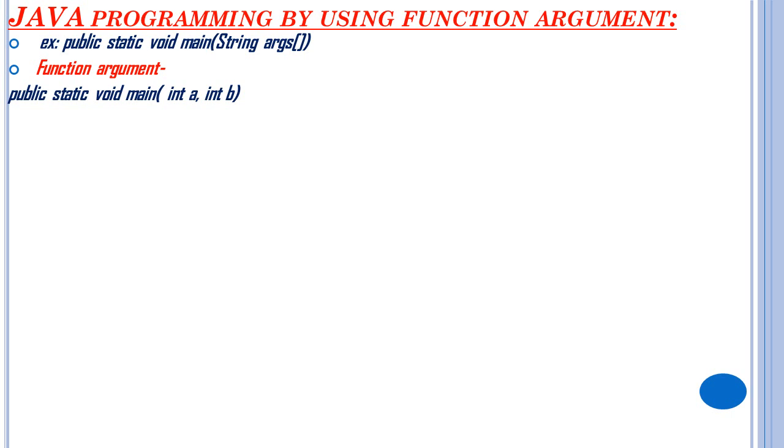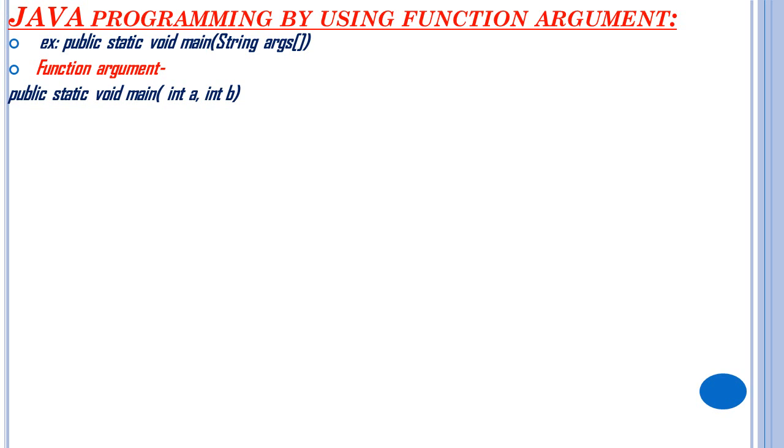If you write the same program with an assignment statement, inside the main function you will open the bracket and write int a equals 10, int b equals something, like that, right? But here in a function argument, if you have written like this, after the compilation, at the time of execution, it will ask you to enter the values. That is the difference.